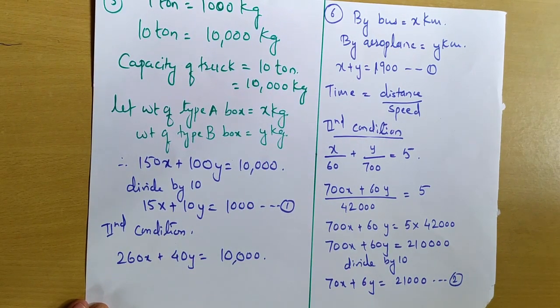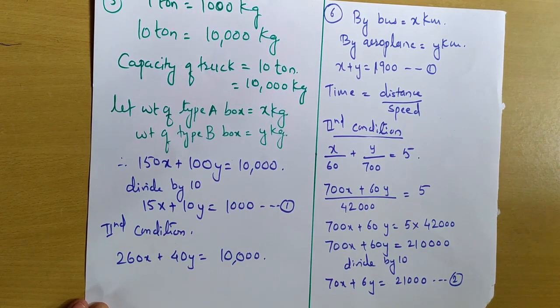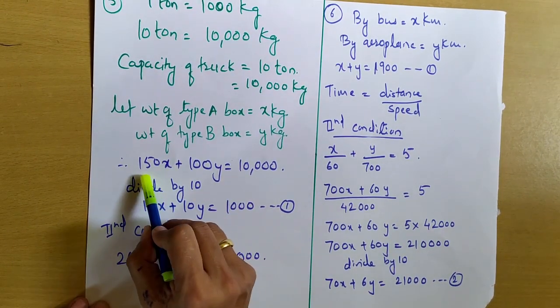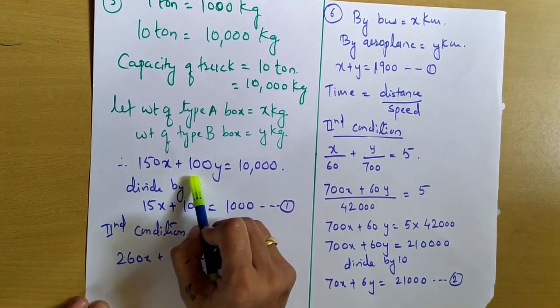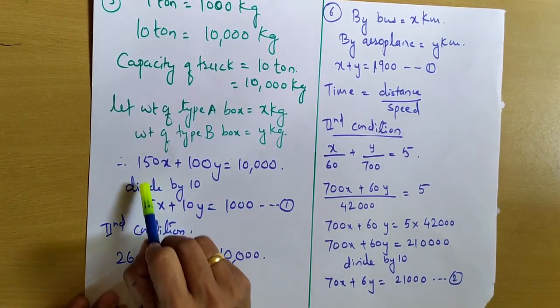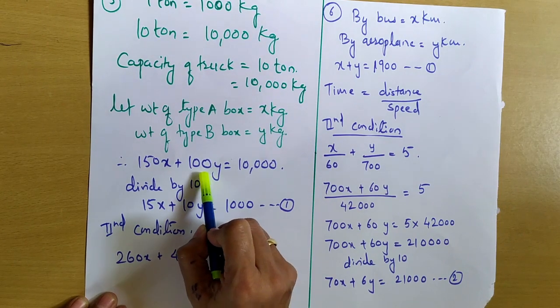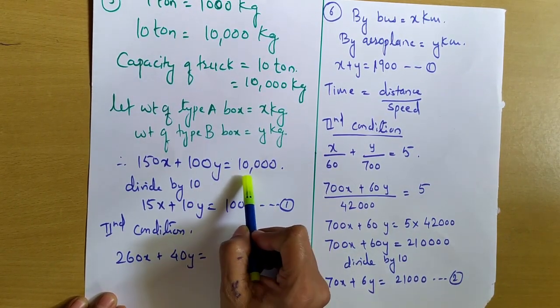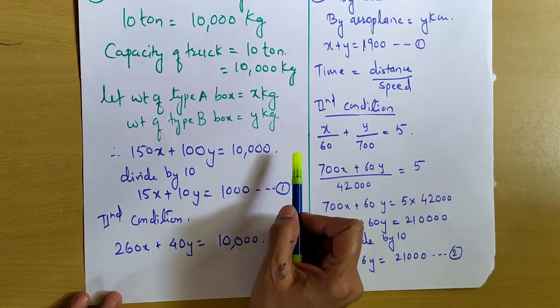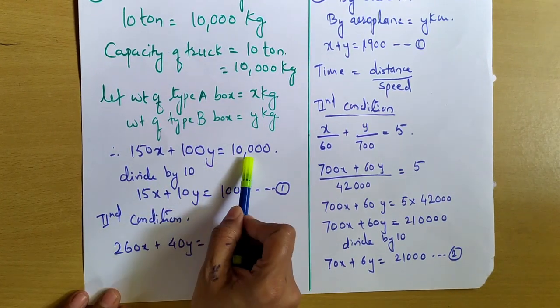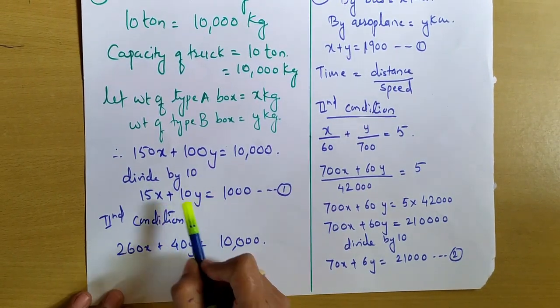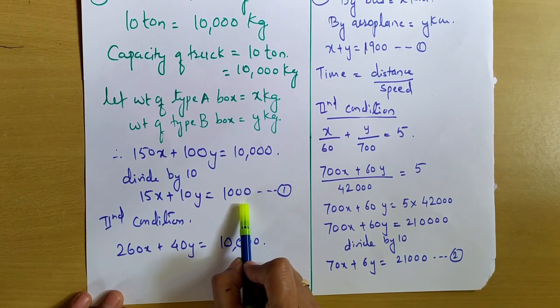Now what is the condition given? If there are 150 boxes of type A and 100 boxes of type B loaded in the truck, it weighs 10 tons. So multiply 150 with x and 100 with y. So what equation will you get? 150x plus 100y is equal to 10,000 kg. Now divide by 10 to reduce the equation, you will get 15x plus 10y is equal to 1000.